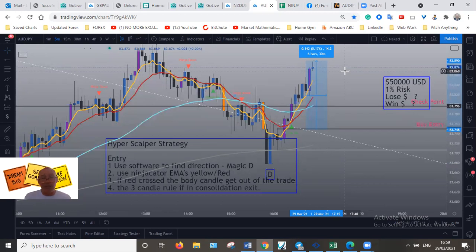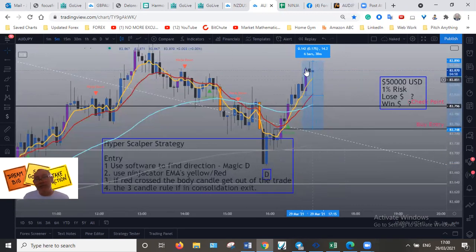For the correct education, I find my entry and use the software for direction. I use the Ninjacator EMAs and it keeps me in a good trade. You see that? And if this yellow crosses this here and the candle comes down, I exit the trade. If it keeps going up and goes into something called consolidation, something like this, 1, 2, 3, doing nothing, I exit the trade. I can get back in another time.